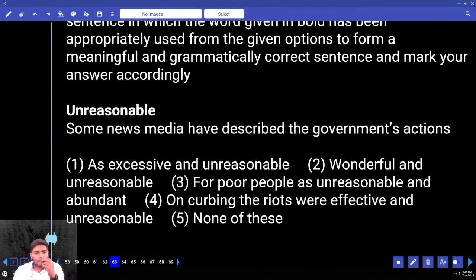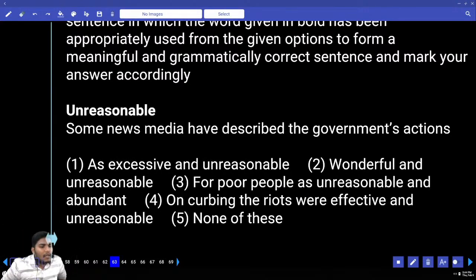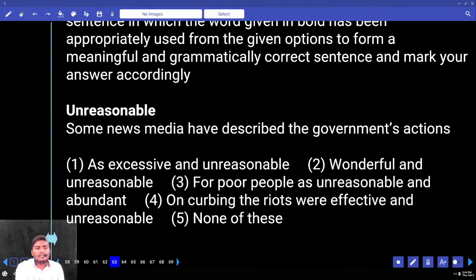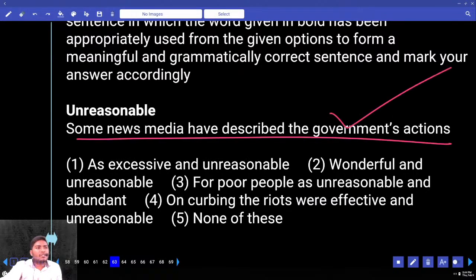Word usage. Unreasonable. Can you tell me whether it is a positive word or negative word? If you can read the sentences, you can get these answers. Otherwise, you cannot. Unreasonable is positive or negative? Negative. Reasonable is positive. Now read this sentence. All these options are the continuation of the given sentence. Now tell me which one is correct.